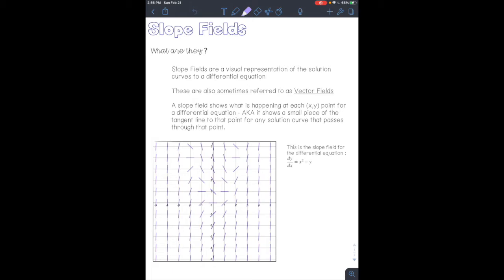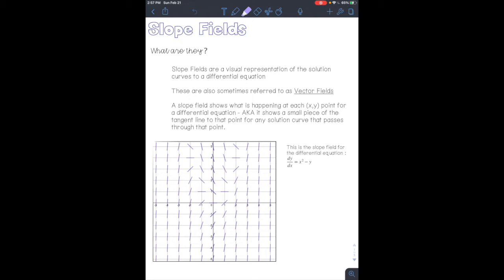So let's talk about slope fields. What are they? If we break it down before we even read the description already on the page, think of a field as a big field of grass, and slope, we know what slope looks like. We've been drawing little lines and linear equations and finding slopes since Algebra 1 and pre-algebra. So a slope field is literally a field full of slopes.